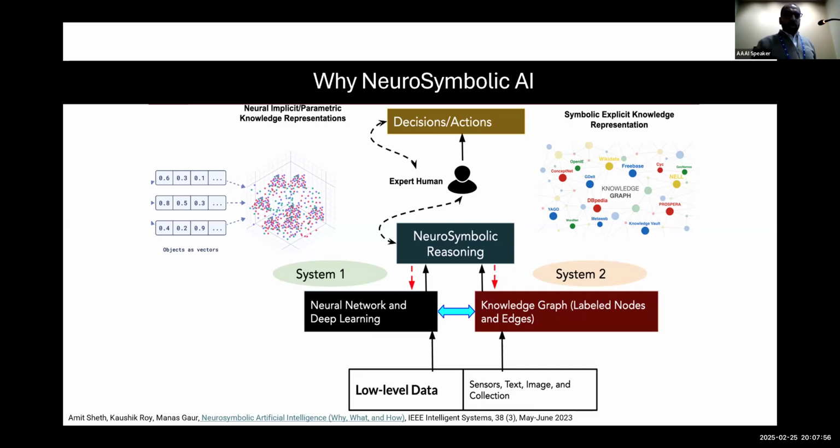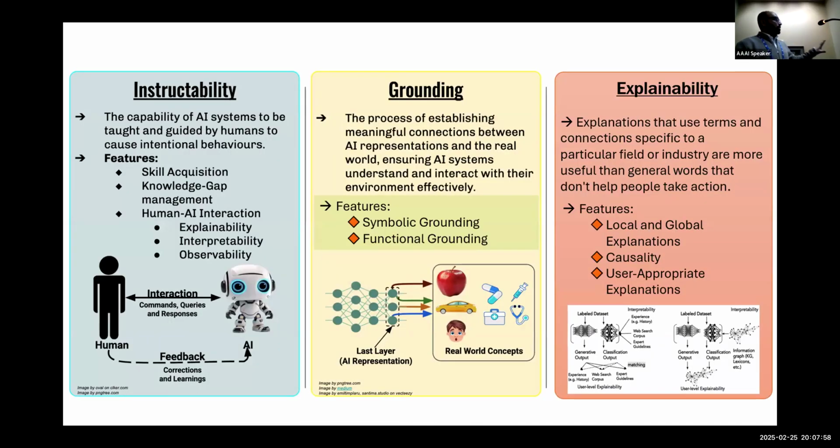Okay. So the bottom line is that what we really want to achieve are three phenomena with neurosymbolic AI, and that's going to be the crux of today's tutorial at AAAI. The first thing we want to go for is an instructability component, and then we gradually go to grounding and then explainability.